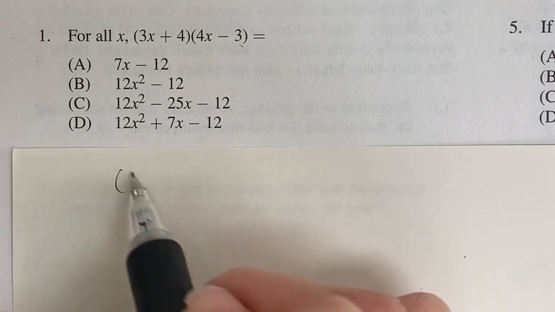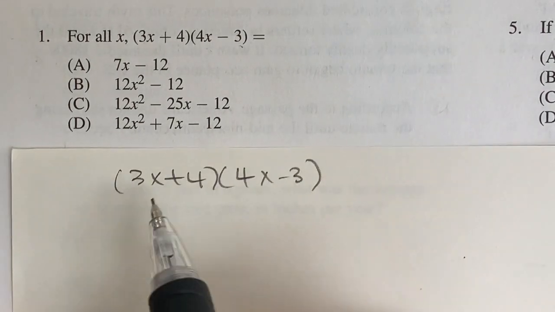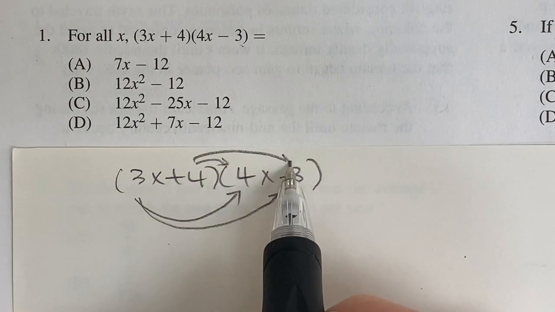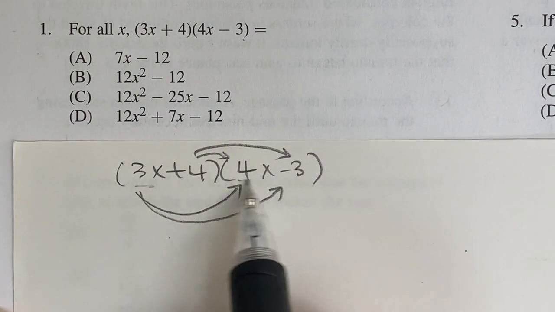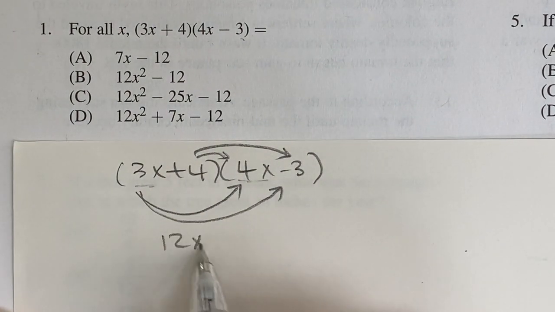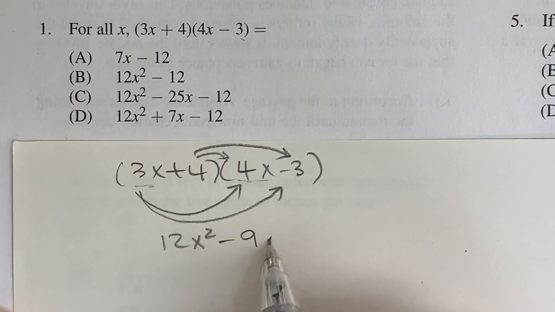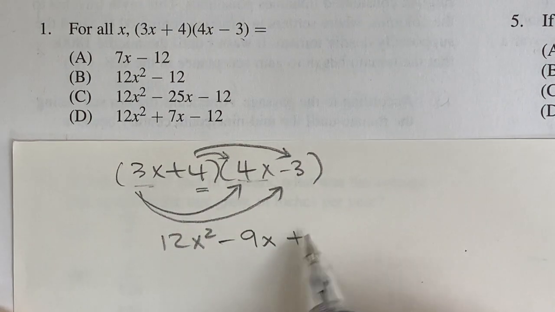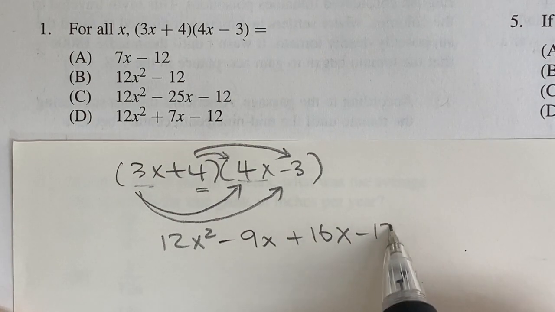So what you have here is an equation. First, like this, okay? Every time you FOIL, you will have to think of multiplication. So 3x times 4x first, which is 12x squared. 3x times -3 is -9x. 4x times 4 is 16x, and 4 times -3 is -12.